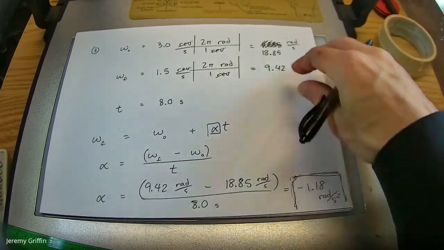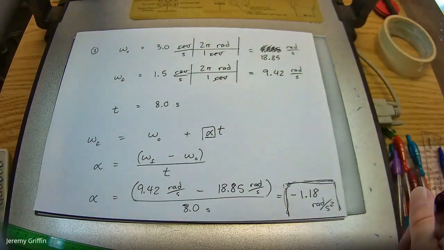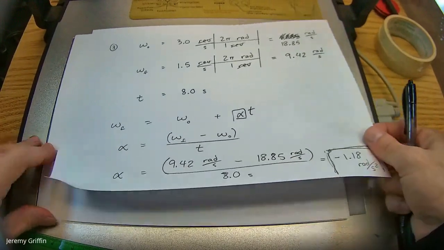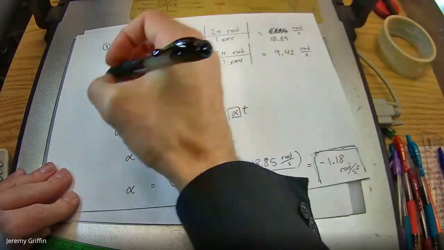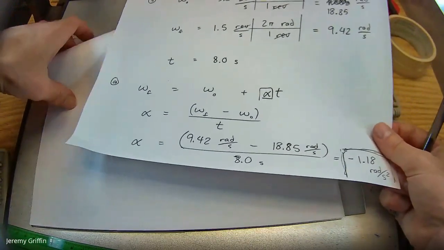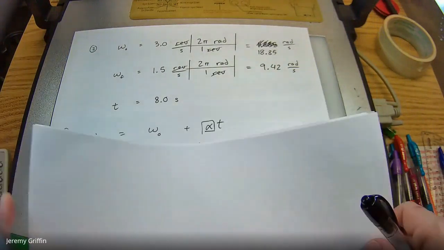Now, notice this particular scenario, it hasn't really come to a full stop at this point. It's just slowing down at that rate for that time. Okay, that was part A. Now part B says how far did it turn, which is going to be some number of radians, right? If you just apply the equations.